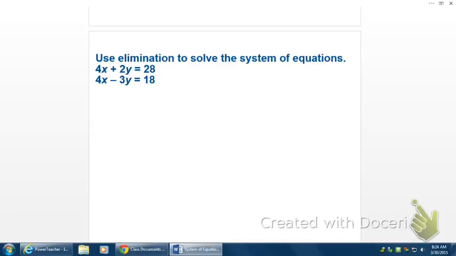We need to do this, okay? So we're going to stack these up. They're already stacked up for us. Let's line them up. We got the x's, the y's, and all that value on the other side. So instead of adding, we are going to subtract because we have to eliminate the x's. So we're going to subtract here.